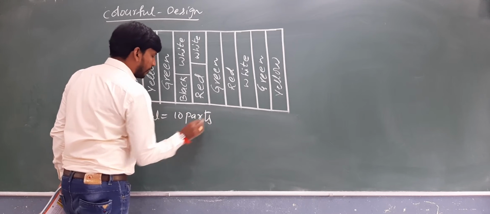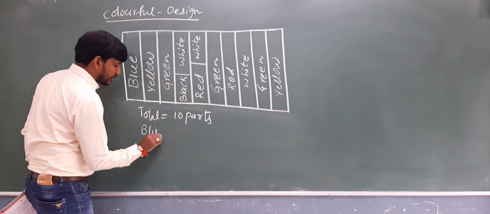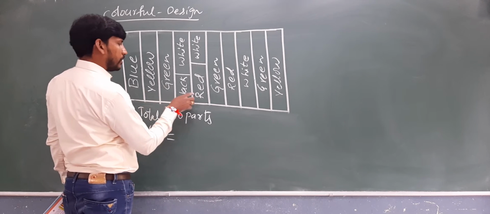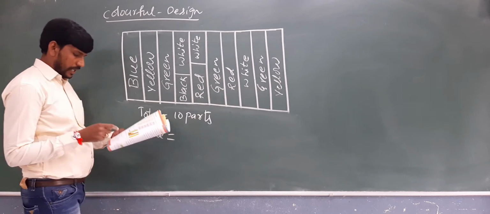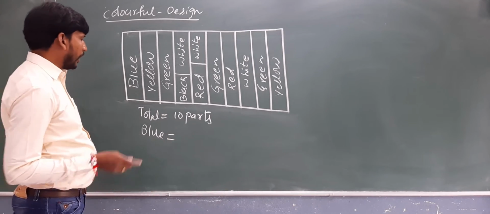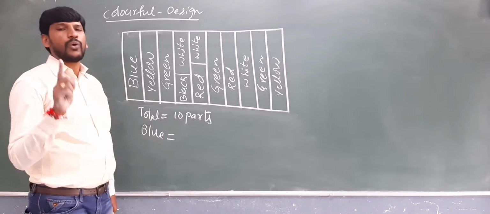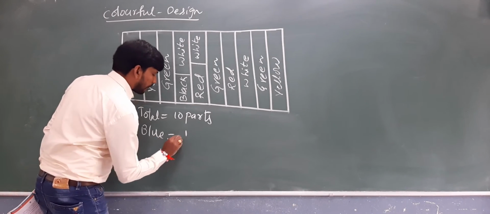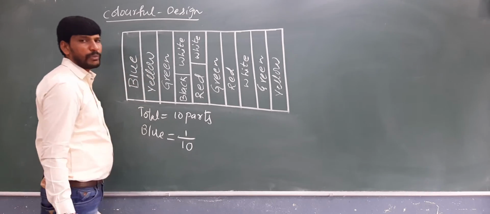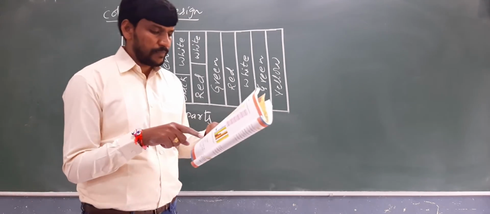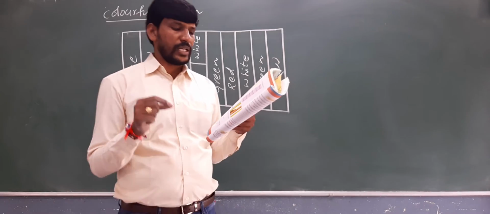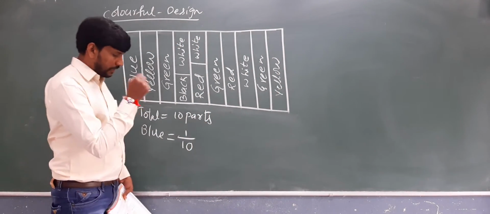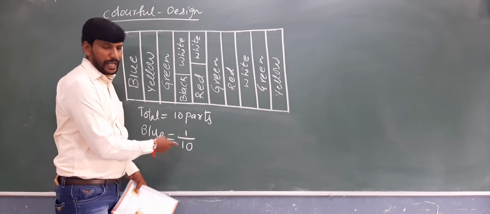In that, how many parts are blue? See this here, this is blue, which means one. Again, there is no blue color here. So only one part out of 10 is colored with blue color. So blue is nothing but 1 by 10. In the first line they asked, what part of this sheet is colored blue? So in the blank, please write down 1 by 10.